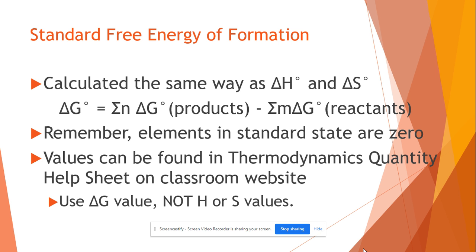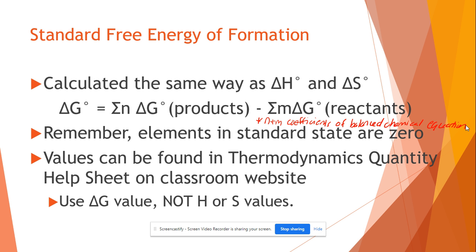So again, we calculate this the same way that we did with delta H and delta S, but instead we're going to be using delta G or Gibbs free energy, basically numbers. Same thing, you're going to find the sum of your products minus your reactants, where N and M come from a balanced chemical equation. So N and M are the coefficients of the balanced chemical equation. Remember, elements are going to be 0.